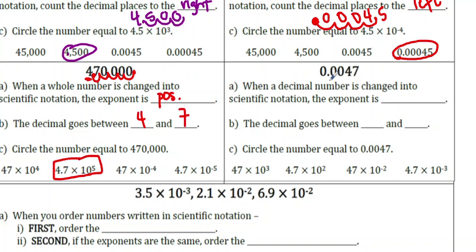Okay, for negative, when a decimal number is changed into scientific notation, the exponent is negative. Again, the decimal is going to go between the 4 and the 7, because here is my new decimal point, because only one non-zero number can be in front. And again, I'm going to count the number of spaces it takes me to get from decimal point to decimal point. So I'll start either way, 1, 2, 3.